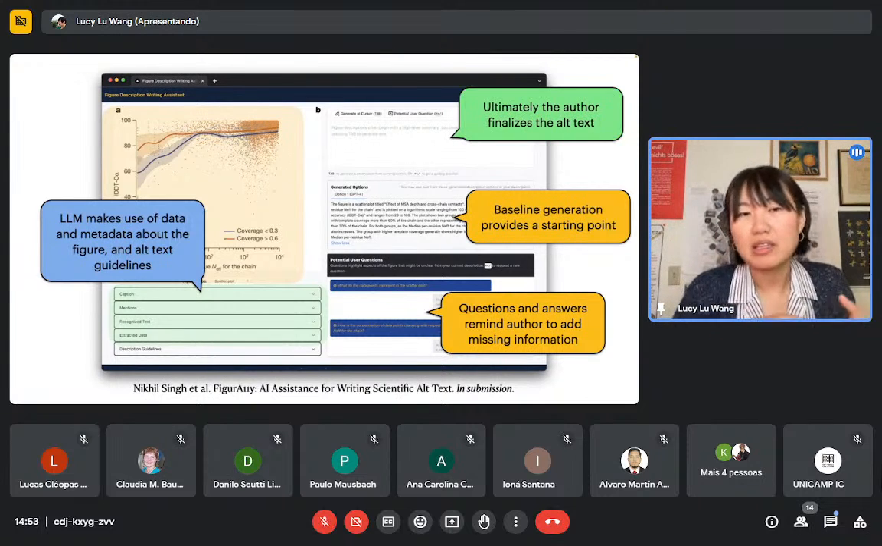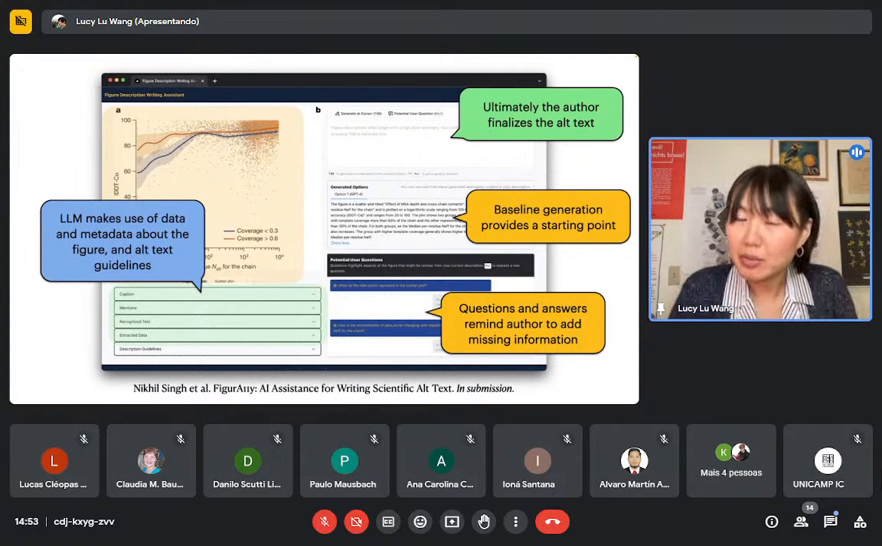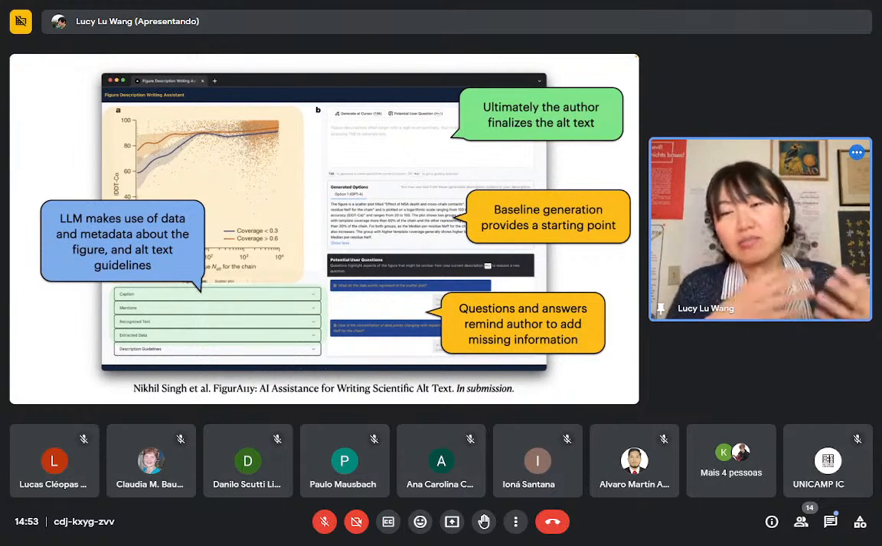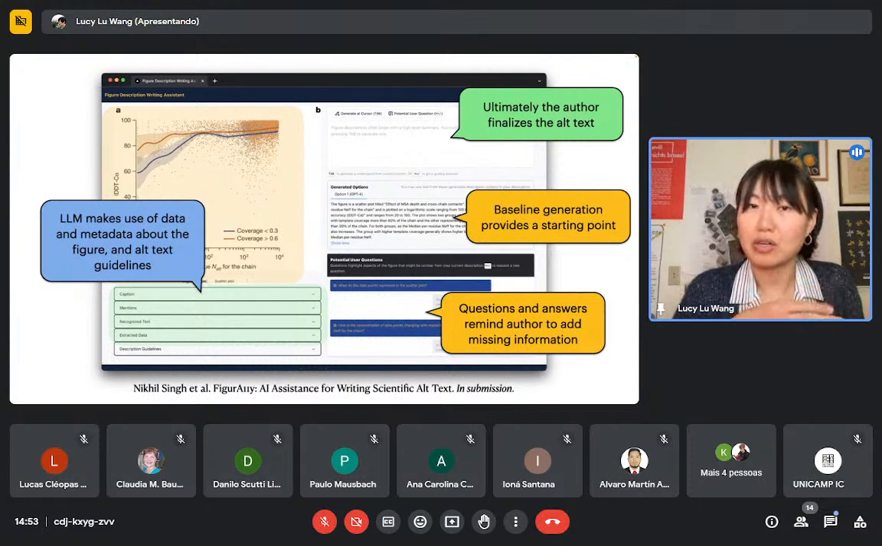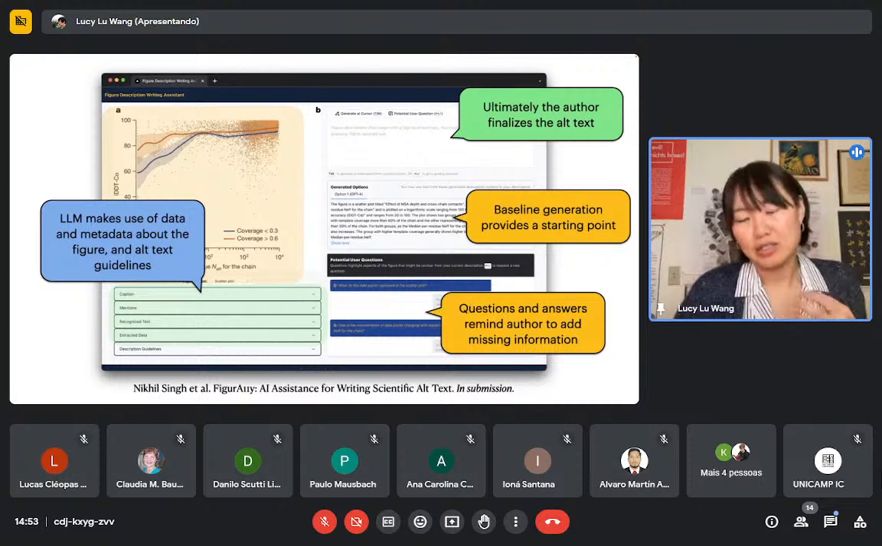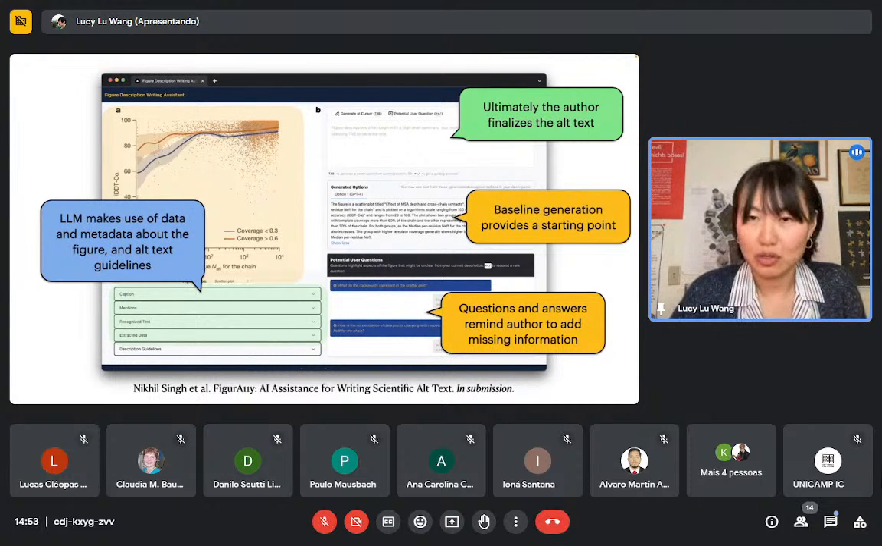And then ultimately, the author finalizes the alt text by either copying from the generation, auto-completing with the generation model, or writing to fill in the blanks of the alt text. And the resulting alt text is something that the author certifies and sees fit to represent their original figure.